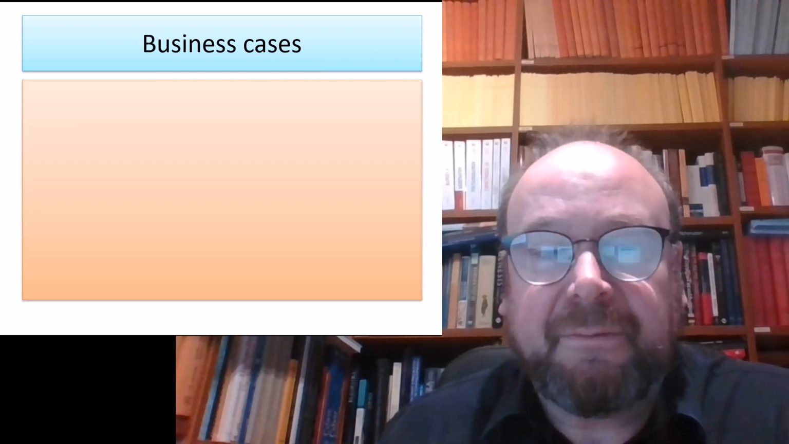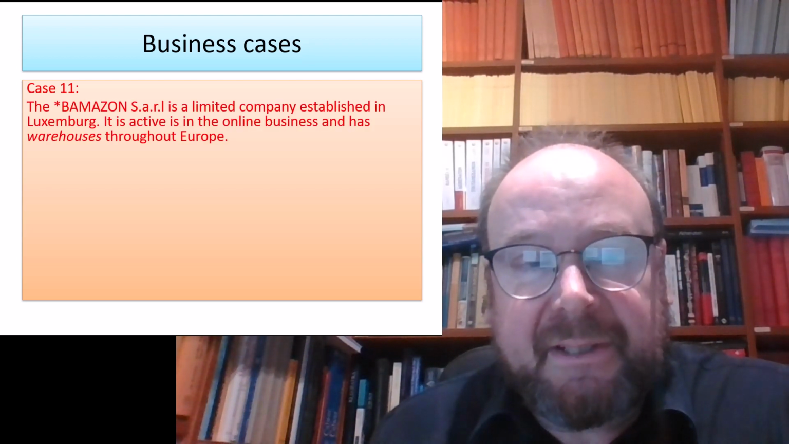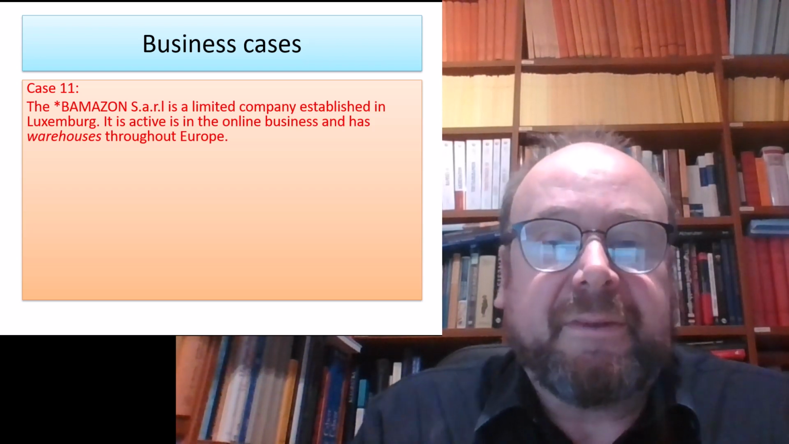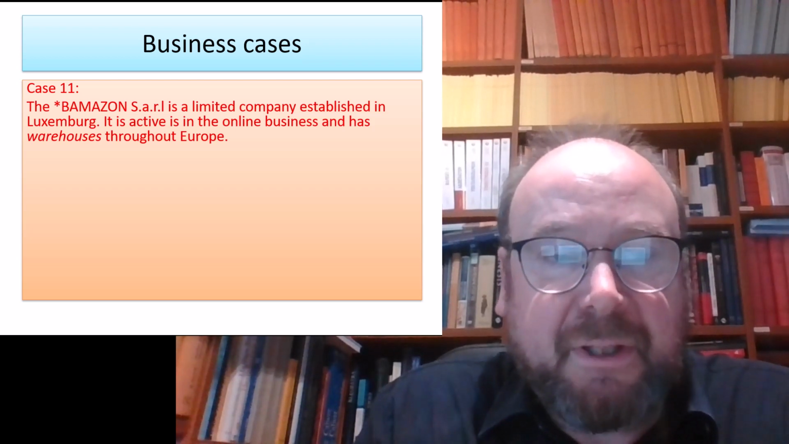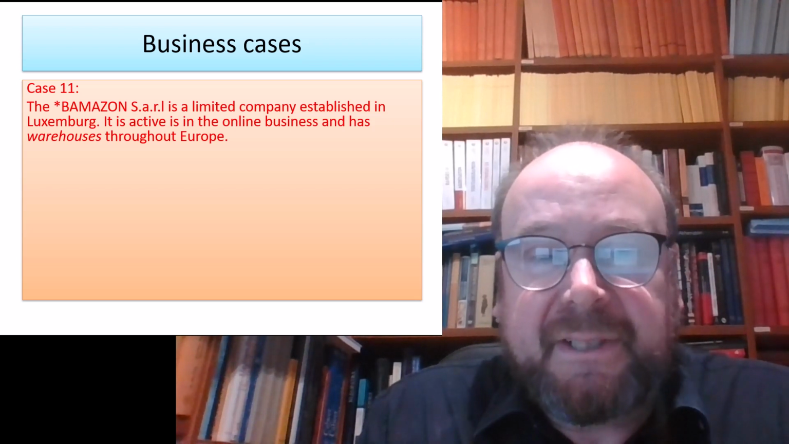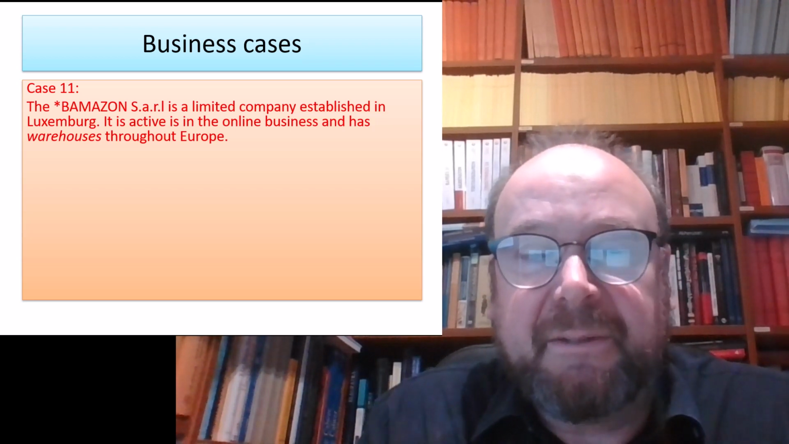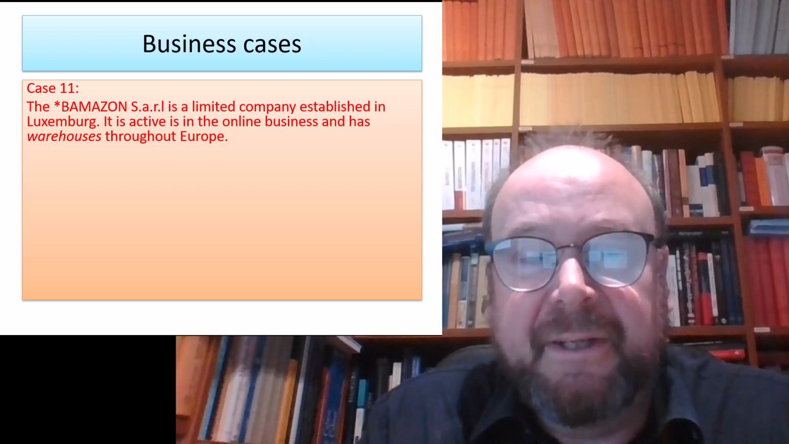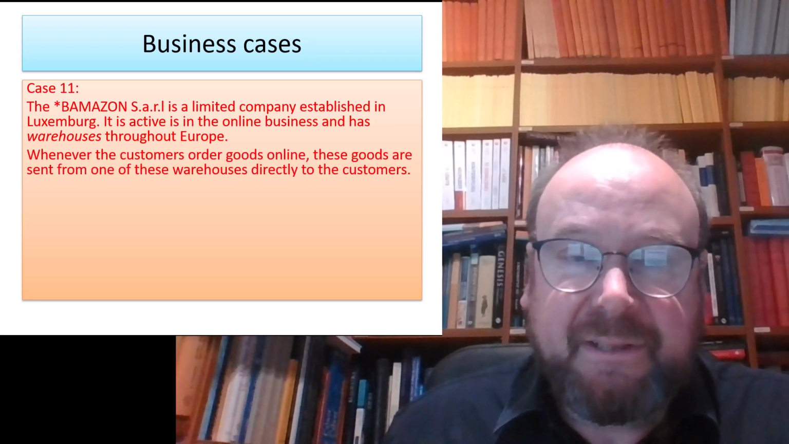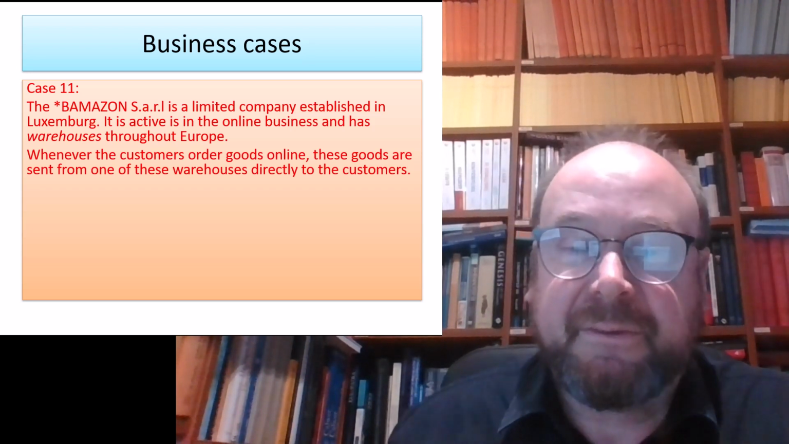So we don't need a fully written solution for that. Some other thing might be interesting, a last short case, again on the definition of what a permanent establishment is. The BAMA zone, SRL, so that's a Luxembourgish company, in that case a Luxembourgish GmbH, is a limited company established in Luxembourg. It is active in the online business and has warehouses throughout Europe. And whenever customers order goods online, these goods are sent from one of the nearest warehouses directly to the customers.